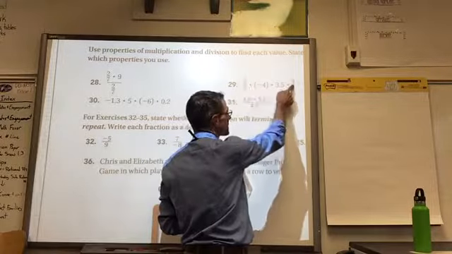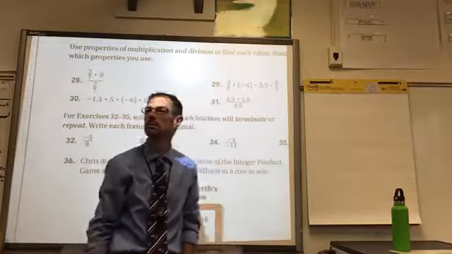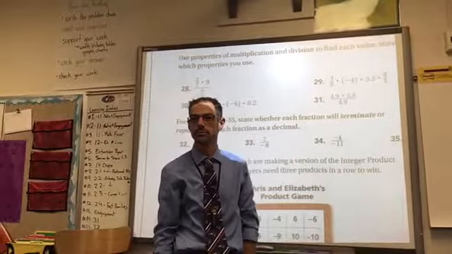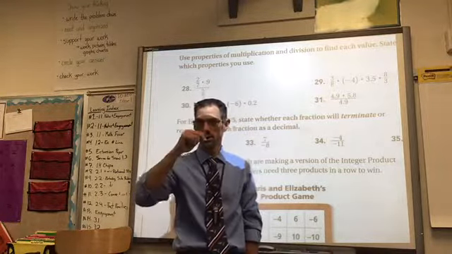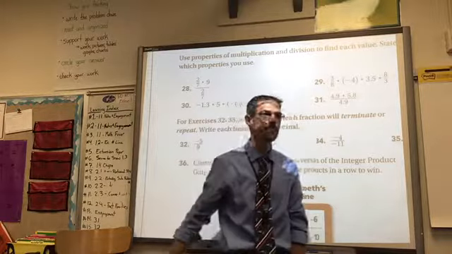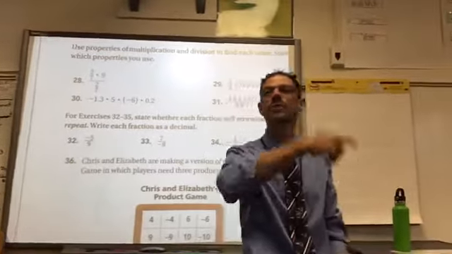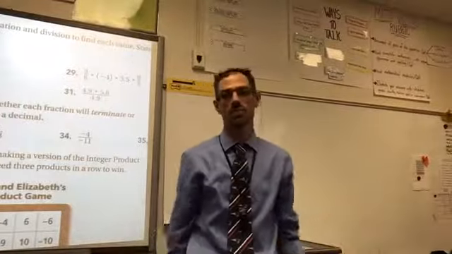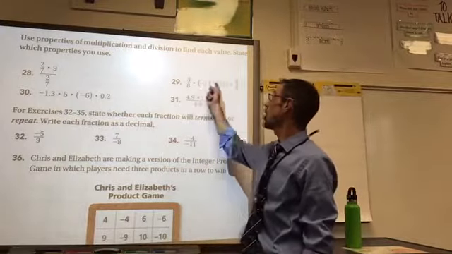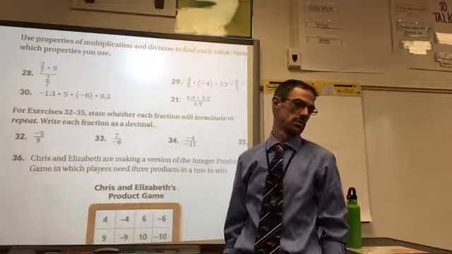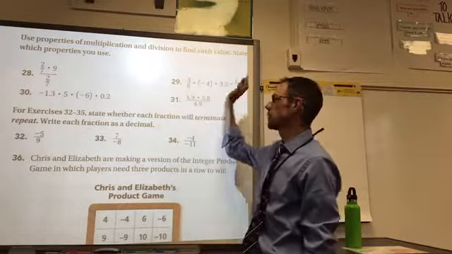I can multiply this by that first. Why is that? Because they're in parentheses? No. Because multiplication is a commutative property. Commutative property says I can do whatever I want in whatever order I want. I did this times that because it's all multiplication. So these two equal 1, cancel out.